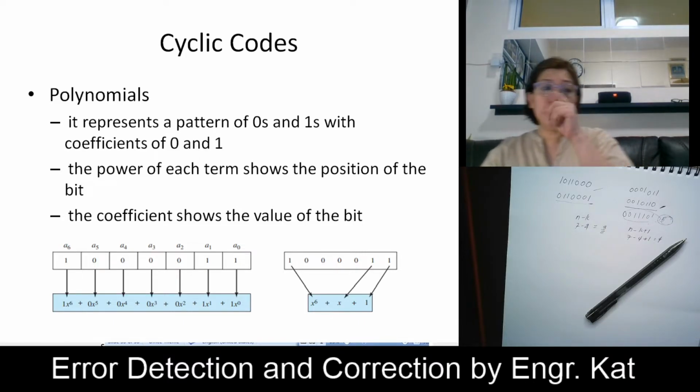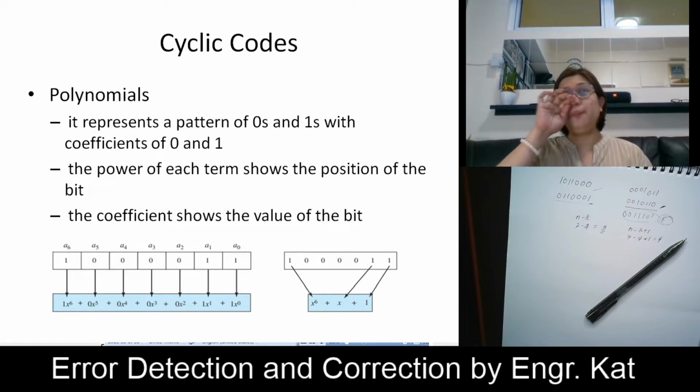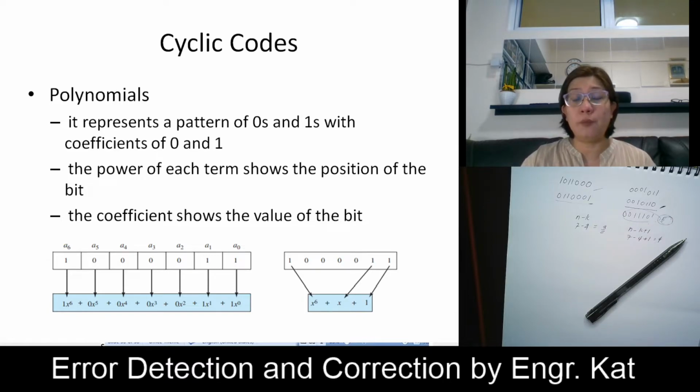Okay, so we have here a continuation. We have here polynomials. A polynomial represents a pattern of zeros and ones with coefficients of zero and one. The power of each term shows the position of the bit, and the coefficient shows the value of the bit. So this is a better way to understand cyclic codes. This is still under the cyclic codes, and how they can be analyzed. So we can represent cyclic codes by polynomials.